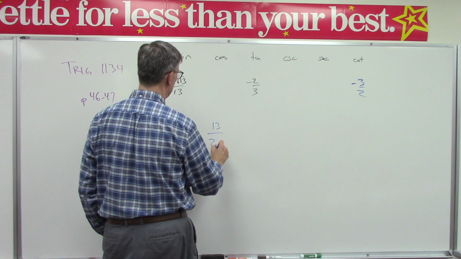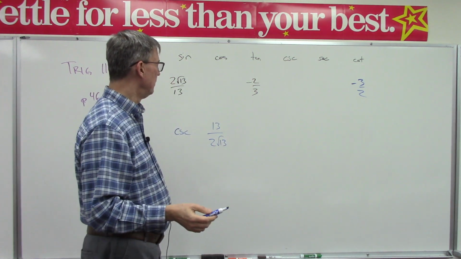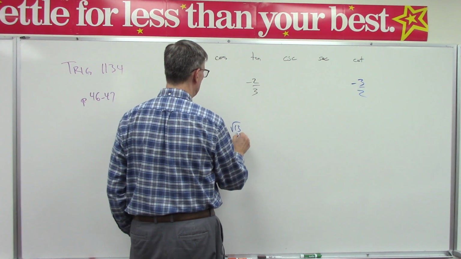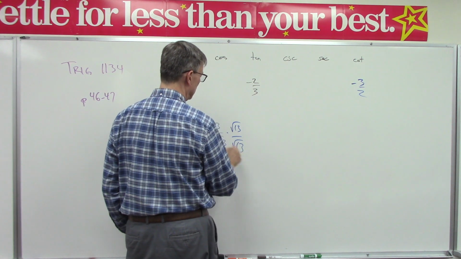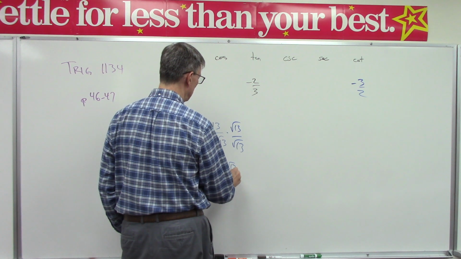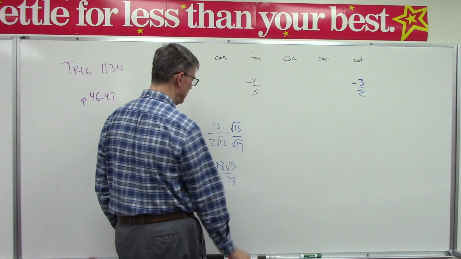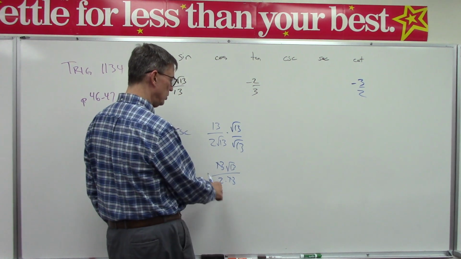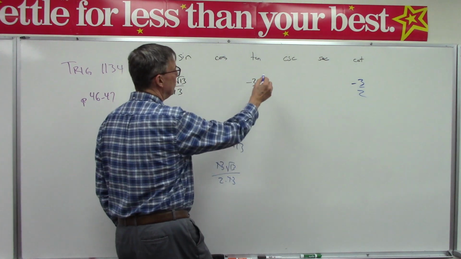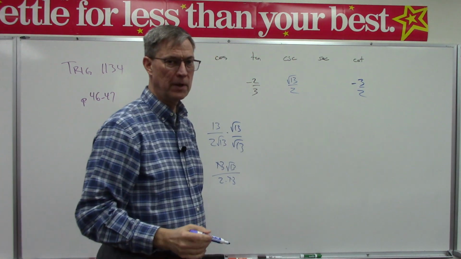13 over 2 square root of 13. But then we're going to multiply top and bottom by square root of 13 to get that to pop out. So we end up with 13 square root of 13 over 2 times 13. So the 13's cancel. So we should just have square root of 13 over 2 for the cosecant. Okay, did you follow that?